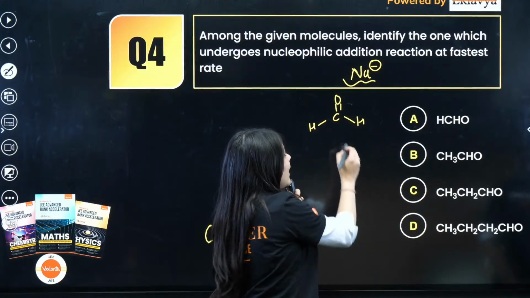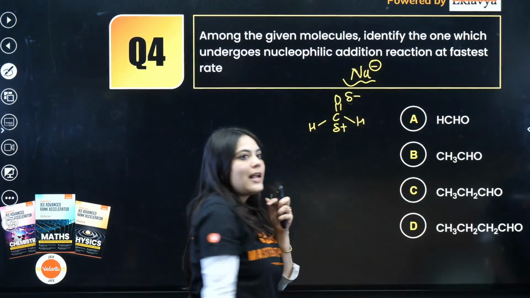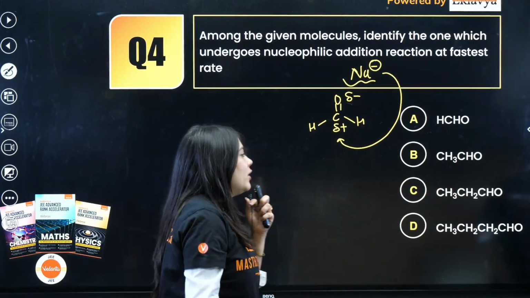Okay, this is a structure of HCHO and here carbon has a delta positive. The oxygen over here has a delta negative. So this nucleophile can attack this delta positive over here.